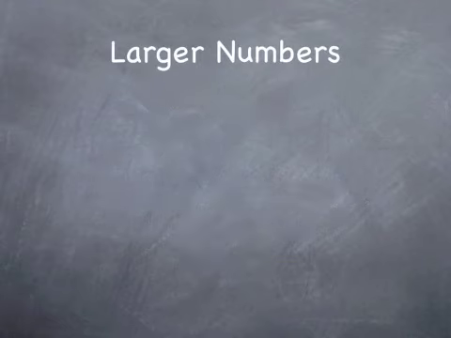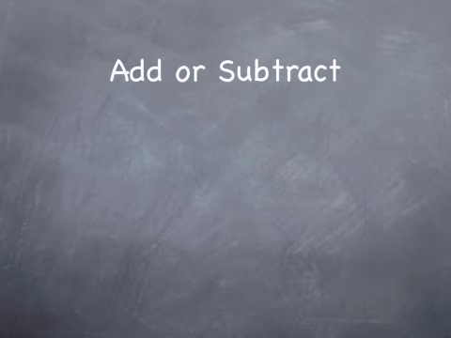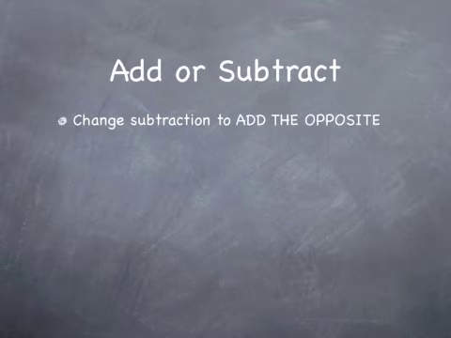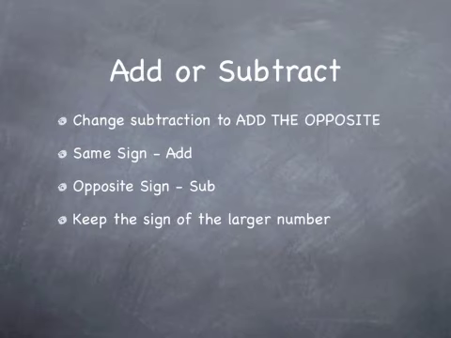So that works really well for small numbers, but I don't want to make really large number lines for large numbers. So we're going to use a process of addition. And the main thing you need to know is to add the opposite if there's a subtraction. So if we add or subtract integers, first thing you do is, if there's a subtraction, change it to add the opposite. And then you look, if they have the same sign, you add the numbers. If they have opposite signs, you subtract. And then when you finish that, you keep the sign of the larger number.